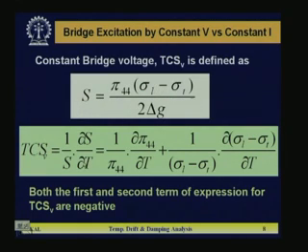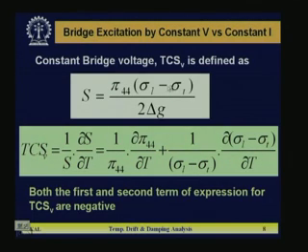Now, in the bottom relation, you see TCS, temperature coefficient of sensitivity, when you use constant bridge voltage, that is why subscripted V, is equal to 1 by S del S by del T, that is the relation, and that is equal to 1 by pi 44 del pi 44 by del T plus, because there are two parameters, pi 44 and sigma L, sigma T.